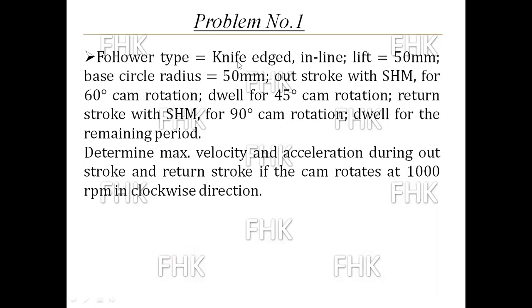The follower type is given: knife edge follower, and it is inline. There are two types of follower as per the motion of the follower. First is an inline follower and second is an offset follower, as we learned in classification of follower. I will share the link of that YouTube video for your understanding. When the follower motion is on the same line as the axis of the cam rotation, it is called an inline follower. When the follower motion is at some distance from the axis of rotation, it is called an offset follower. So an inline follower type is given.